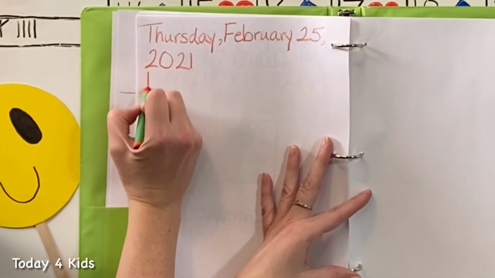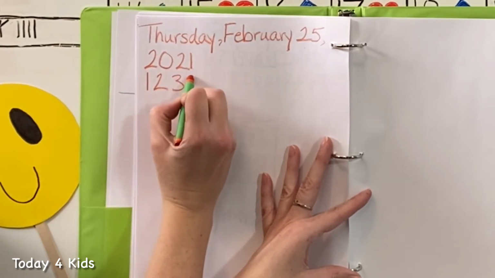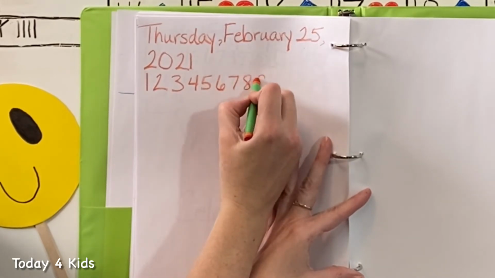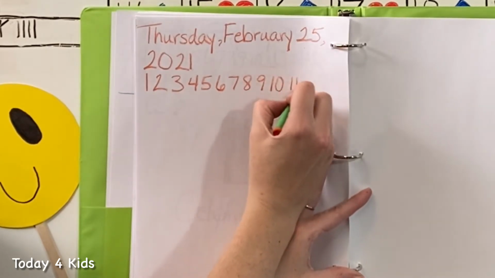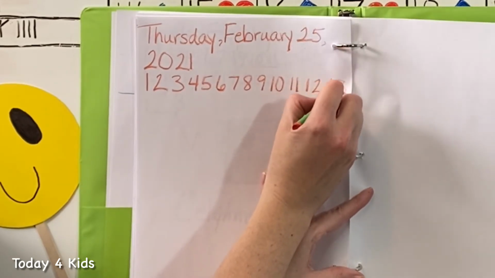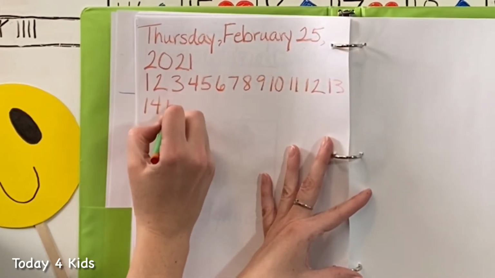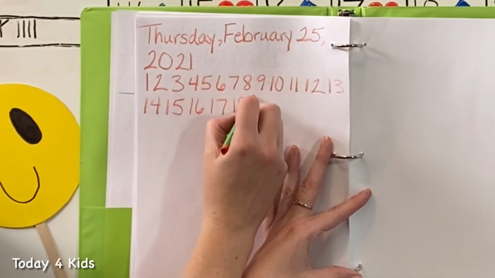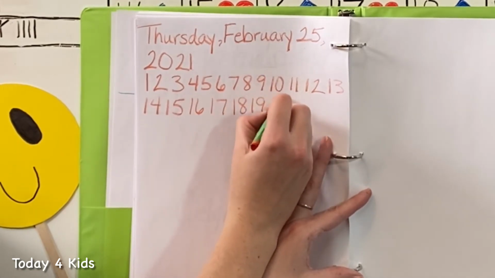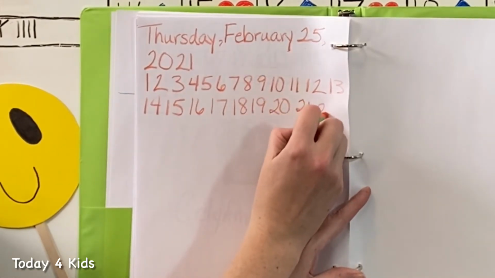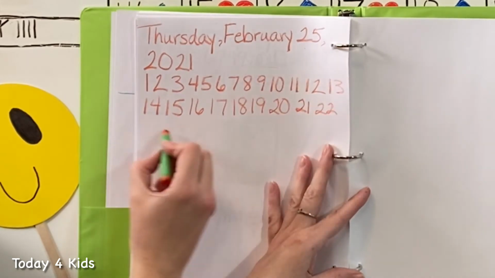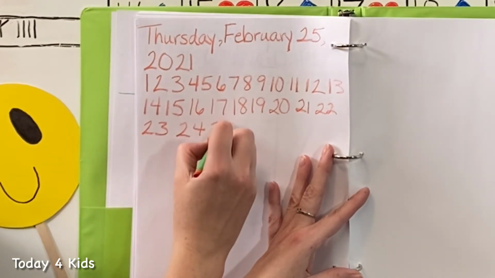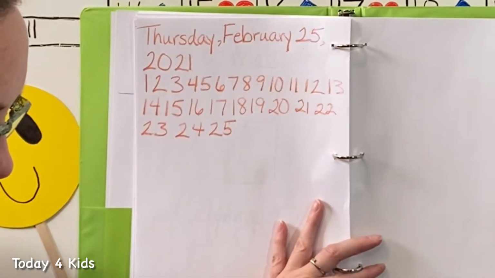Are you ready? 1, 2, 3, 4, 5, 6, 7, 8, 9, 10, 11, 12, 13, 14, 15, 16, 17, 18, 19, 20, 21, 22. I ran out of room, so I'm going to come down and go back to the beginning. 23, 24, 25. Wow, that was a lot of numbers to make, wasn't it?